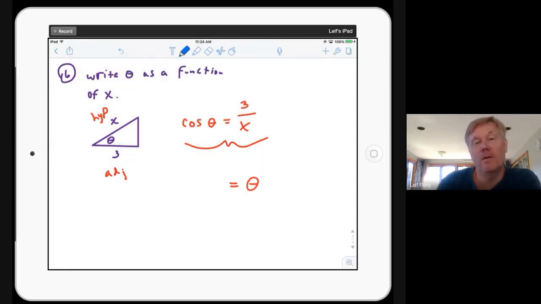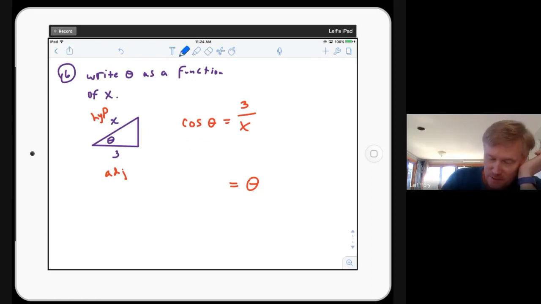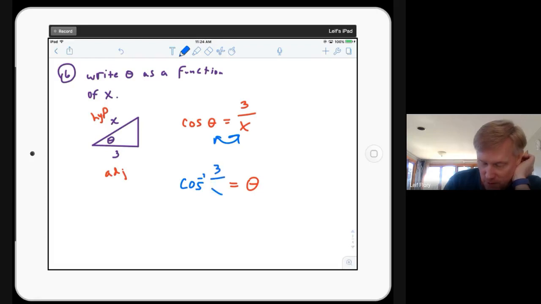Okay. This is good then. Good, Julia. Remember that the inverse function is really when you switch the theta, whatever the angle is, and the fraction. So if I want to switch these two, I'm going to go inverse cosine, and then the 3 over x goes here. Or you could call that arc cosine.